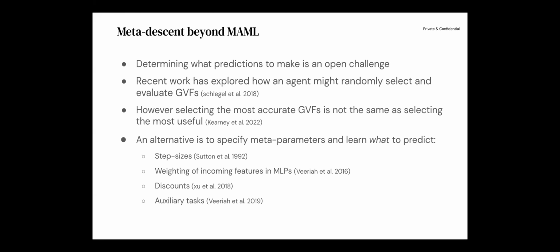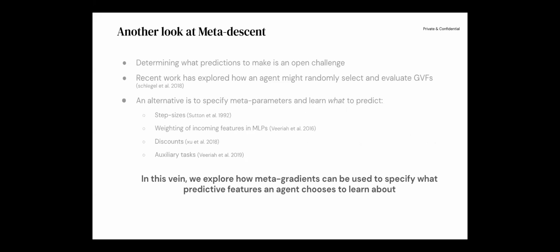So an alternative is to specify metaparameters and enable the agent to learn what to predict based on feedback from its control learning process. And again, metagradient methods have a rich history, starting with step size adaptation with incremental delta bar delta and K1. And people have used it to weight the incoming features in MLPs. There's been work in adapting the return through the discount parameter. And there's been some recent exciting work in modifying auxiliary tasks, what they're about based on metagradient processes, which is very similar in spirit to this work. So in this vein, we're exploring how metagradients can be used to specify what predictive features an agent chooses to learn about.